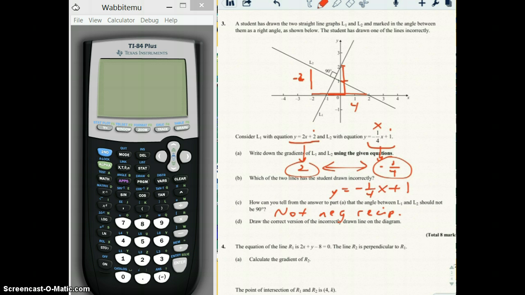Okay. Draw the correct version of the incorrectly drawn line on the diagram. Well, the line is correctly crossing at the y-intercept of 1, but the slope should be negative 1/4 and not negative 2/4. So how would we draw negative 1/4? That would be 1, 2, 3, 4. And then it would go up 1. Let me change the color here so you can see better. So it would be this point, and it would be this point. Okay, so that's the correctly drawn line.